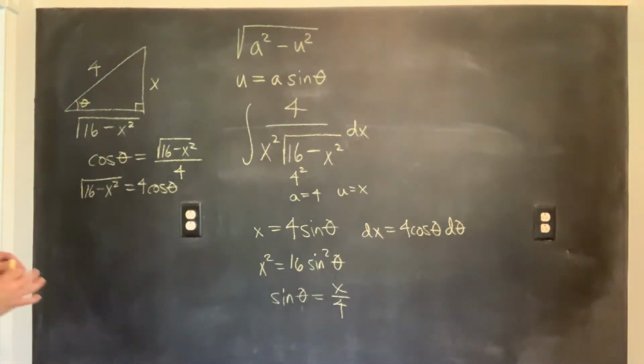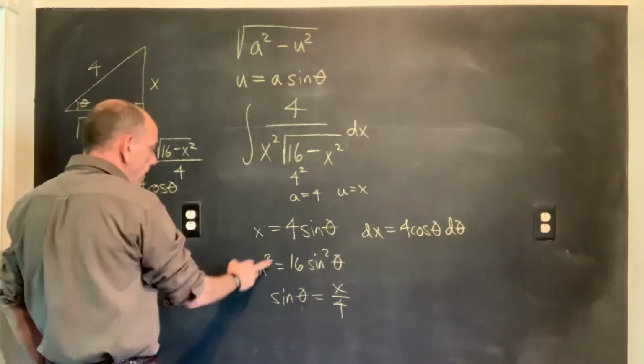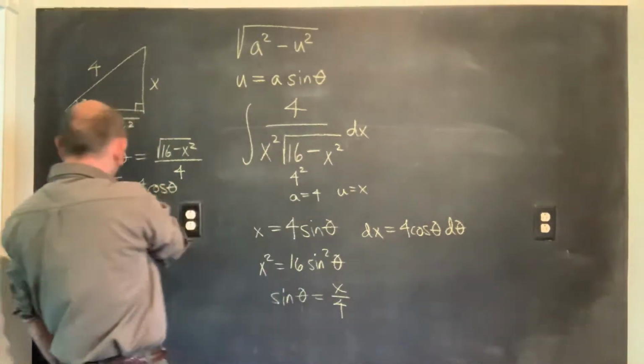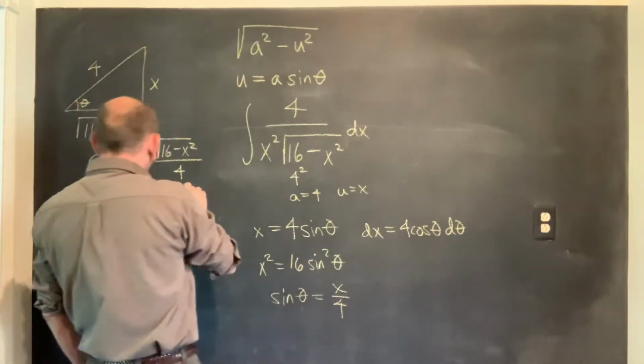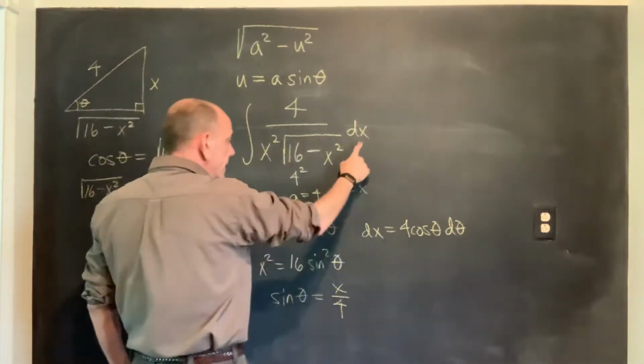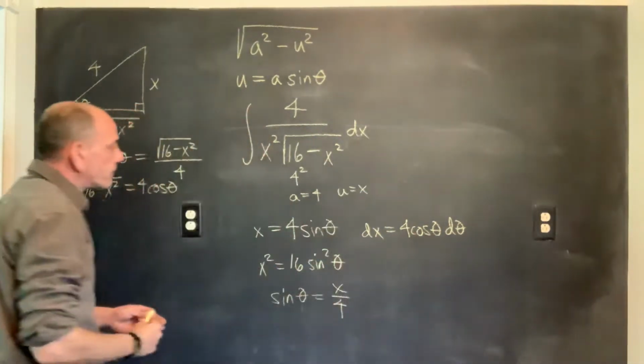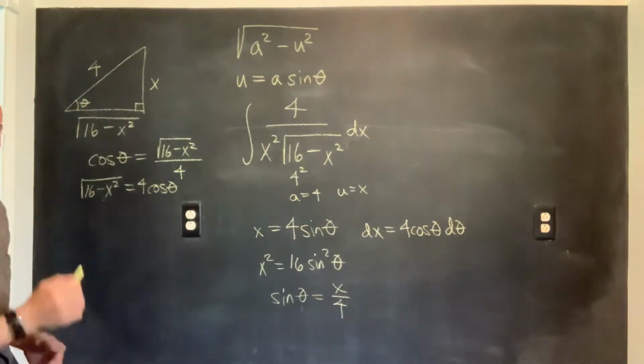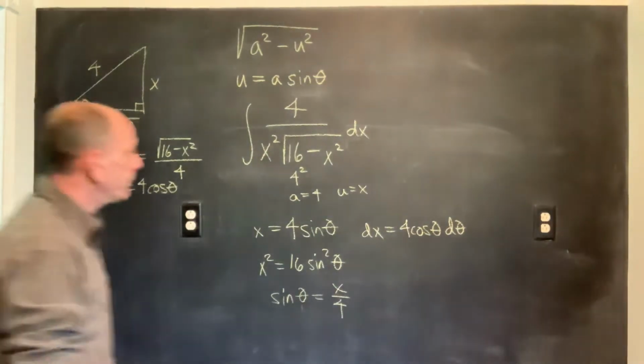Now I've got everything that I needed. I needed x squared, I've got that. I needed the root, I've got that. And I needed dx. So I've got that in terms of theta. Now I have the ability to sub everything in.